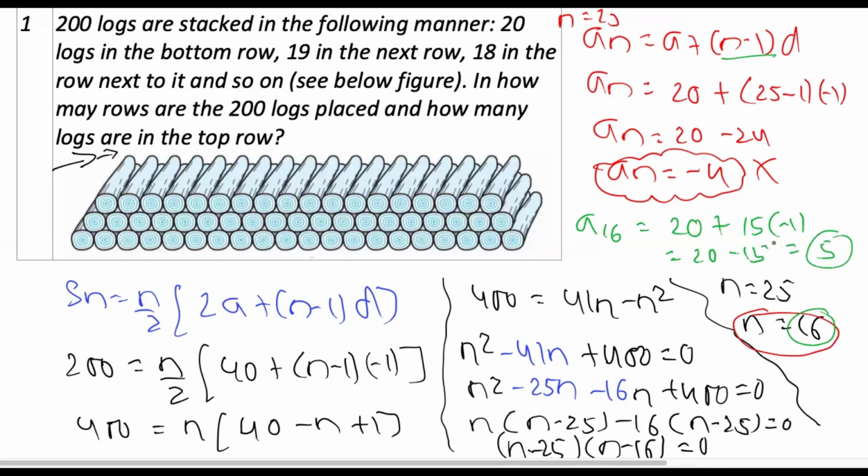So this is possible. We had two parts here, to find the number of logs in the topmost row, and the answer is 5. And before that, we also had to find how many rows there are. So the number of rows will clearly be 16 here. Now let's move to the next part.